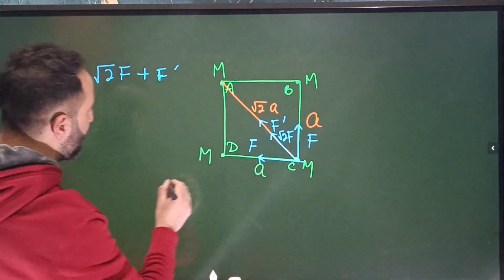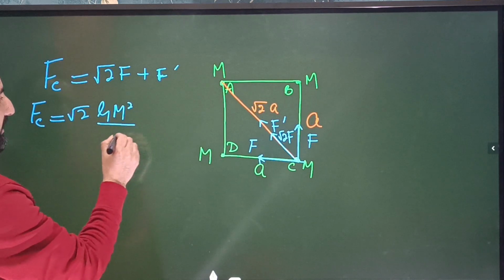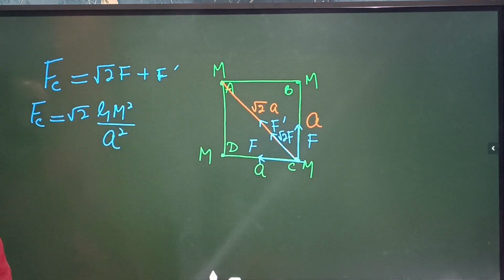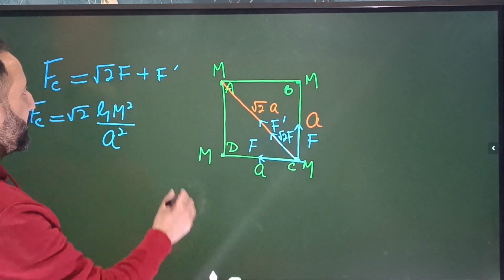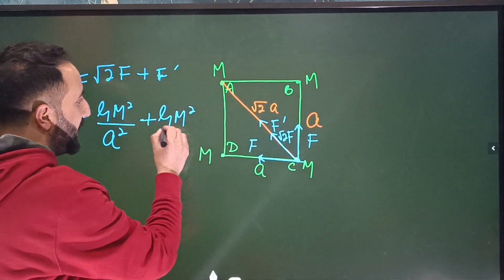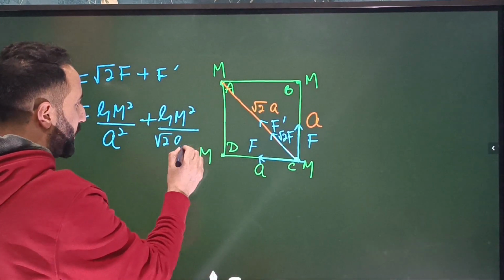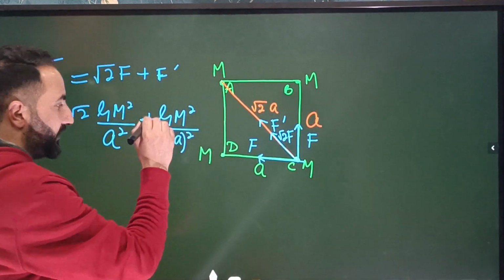अब ये F किसके बराबर है बेटा? It is equal to G into product of masses, that's M square, divided by distance square, that's A square. ठीक है ना बेटा? And what about this F dash? F dash is obviously equal to G multiplied by M into M is M square, divided by what is the distance here? The distance here is √2A whole square. ठीक है ना बेटा?